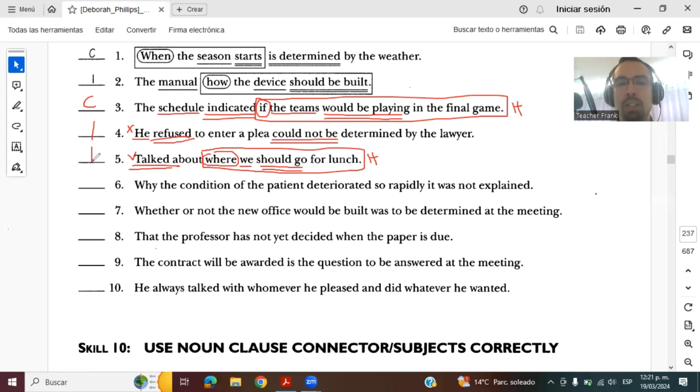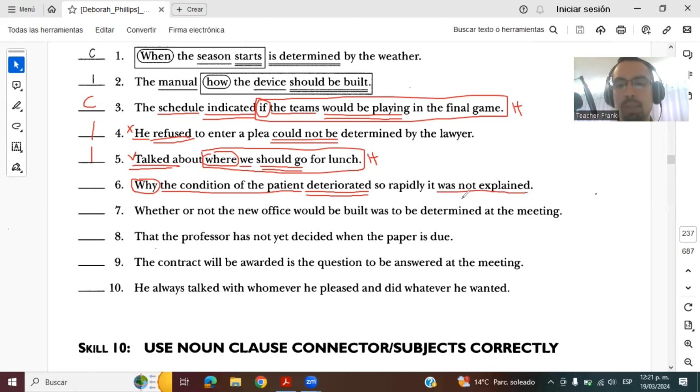Let's look at number 6. Why the condition of the patient deteriorated so rapidly, it was not explained. Okay, so we have a connector from the beginning, right? Why, el por qué, right? Deteriorated is a verb. What or who deteriorated? The condition of the patient, or the condition only, both are okay.